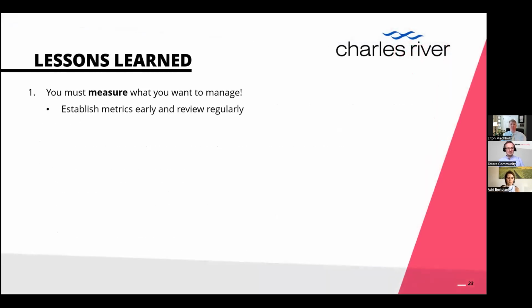Sure. So measure what you're going to manage. And if you're not going to manage it, don't measure it. Or if you're not going to measure it, don't expect to manage it. You have to have data to drive your decision making.